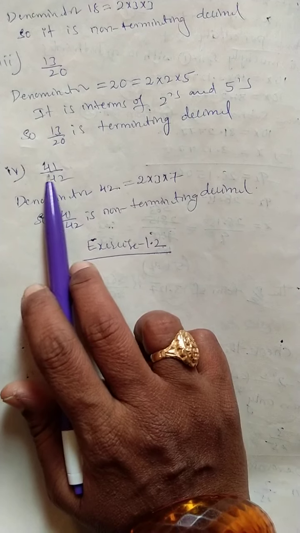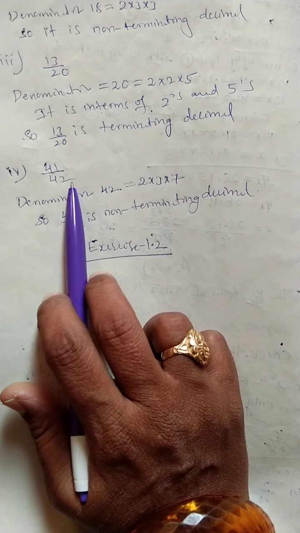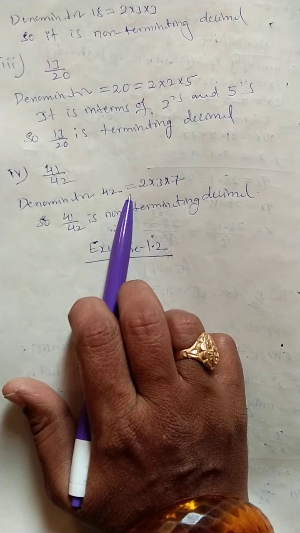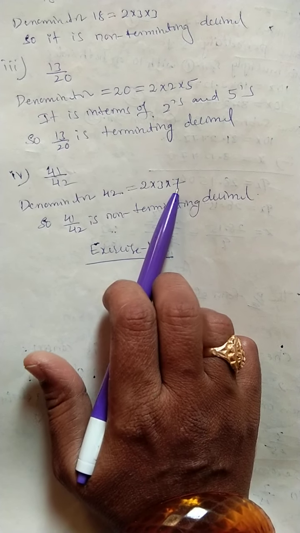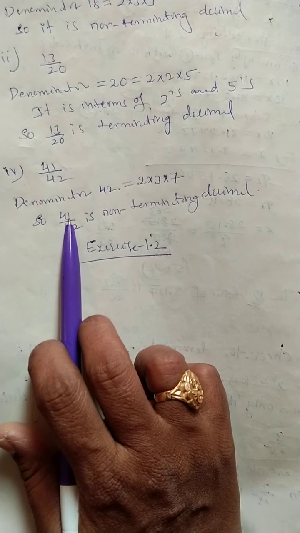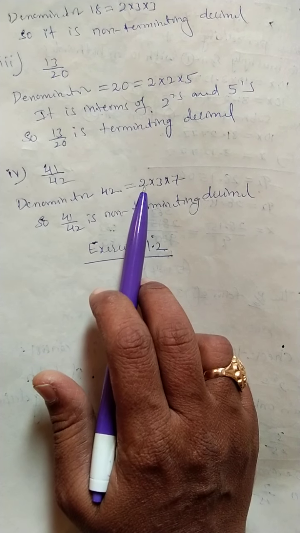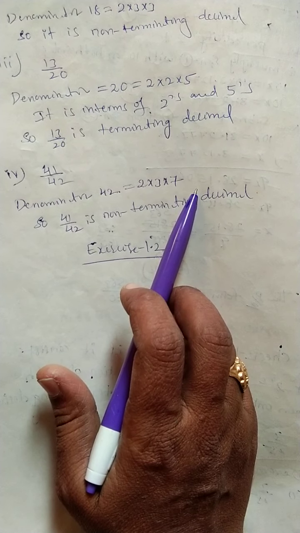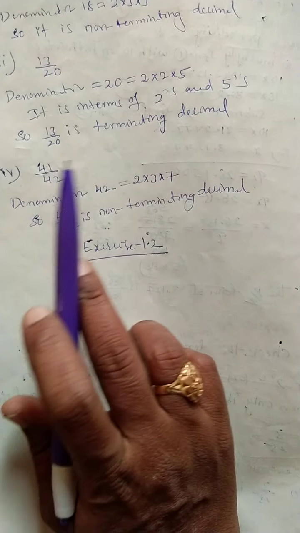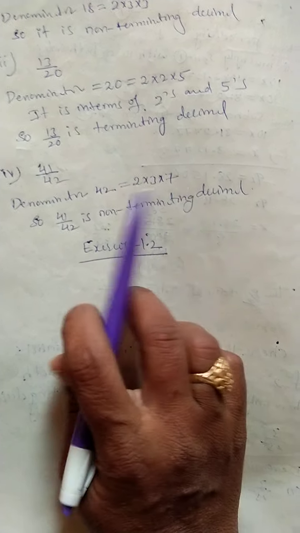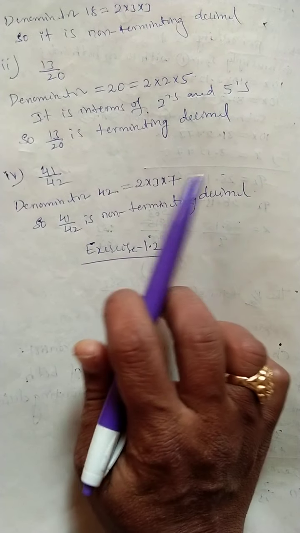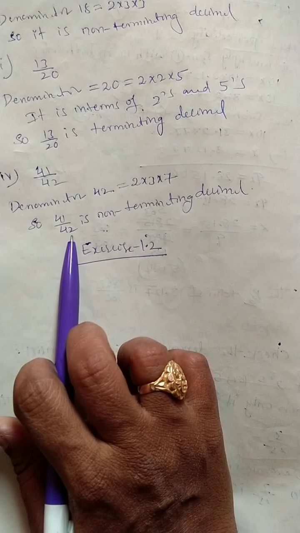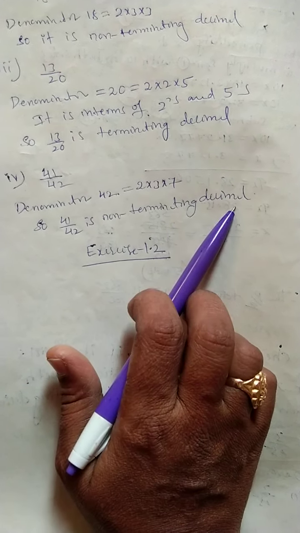Next, the fourth one, 41 by 42. Check the denominator, 42. So 42 we can write as 2 into 3 into 7. So here 2 is there, but 5 is not there. It should be in terms of 2's, or in terms of 5's, or a combination of both 2's and 5's. But here 2 is there but 5 is not there. So 41 by 42 is a non-terminating decimal.